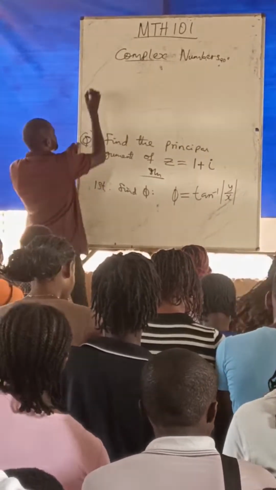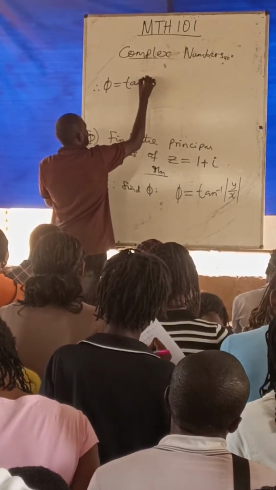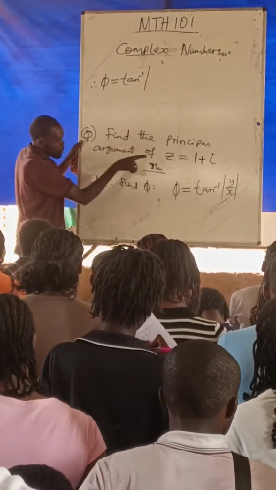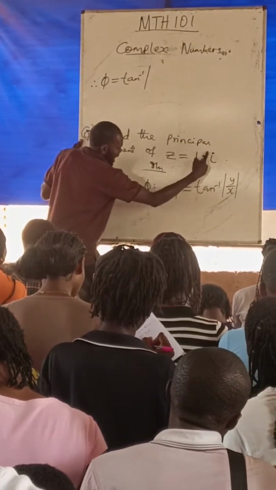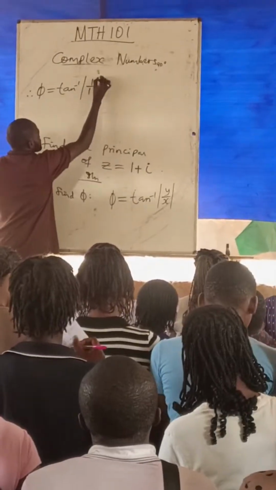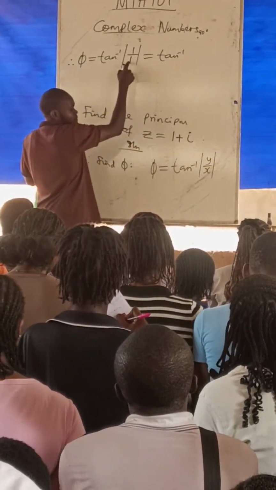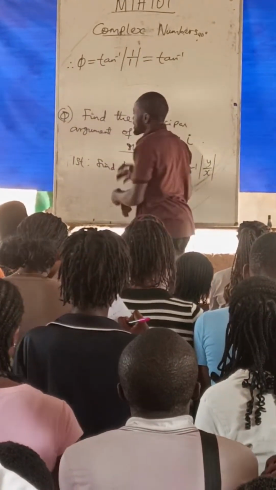Okay, I will now say therefore the value of my rough angle is tan inverse of modulus of y over x. Who is y in your complex number? 1. And who is x? 1. So it is tan inverse of 1 over 1. Is there any minus there? No. Since there is no minus, the modulus has no work to do.